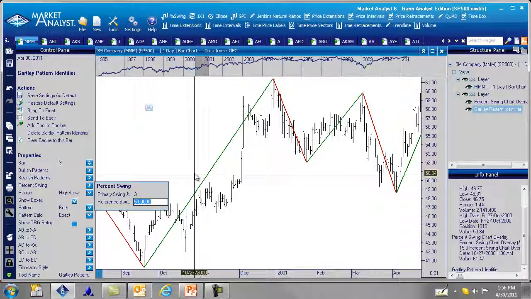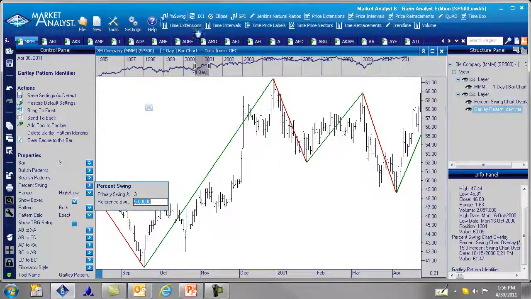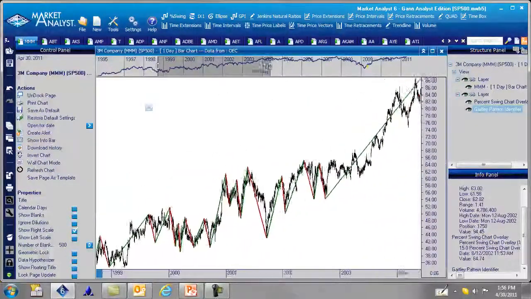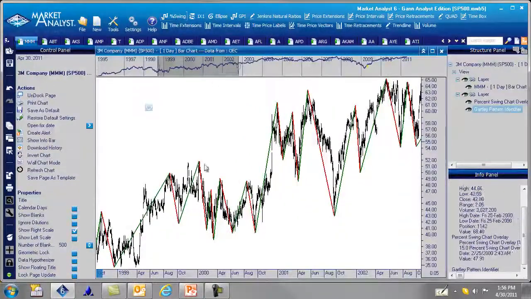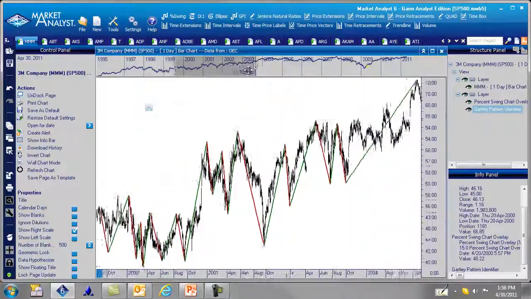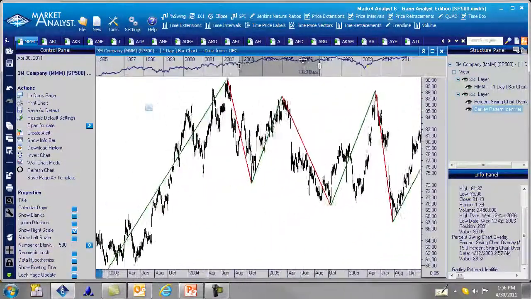Like I say, this is a starting point, and each particular product, whether it be Forex or stocks within the S&P 500 or stocks within the Dow 30, each product has a different personality. It requires different parameters for the reference swing and the primary swing. One of the best ways to figure out which swings are the best is to just visually look at it. Put that percent swing overlay on the chart and just look and see which numbers hit most of the swings.